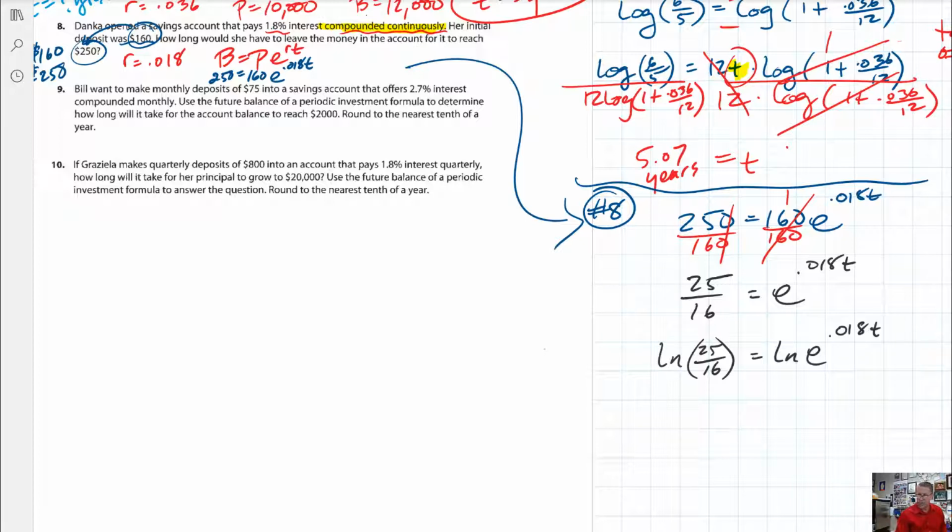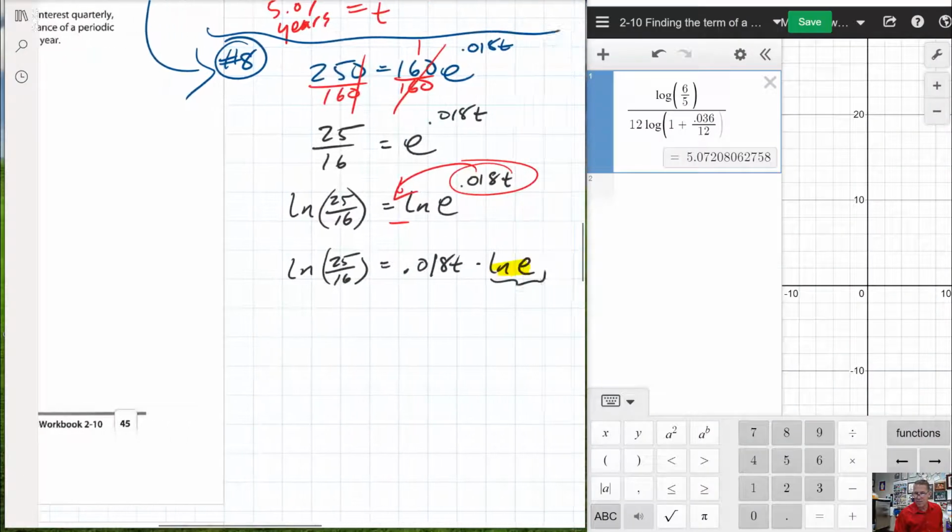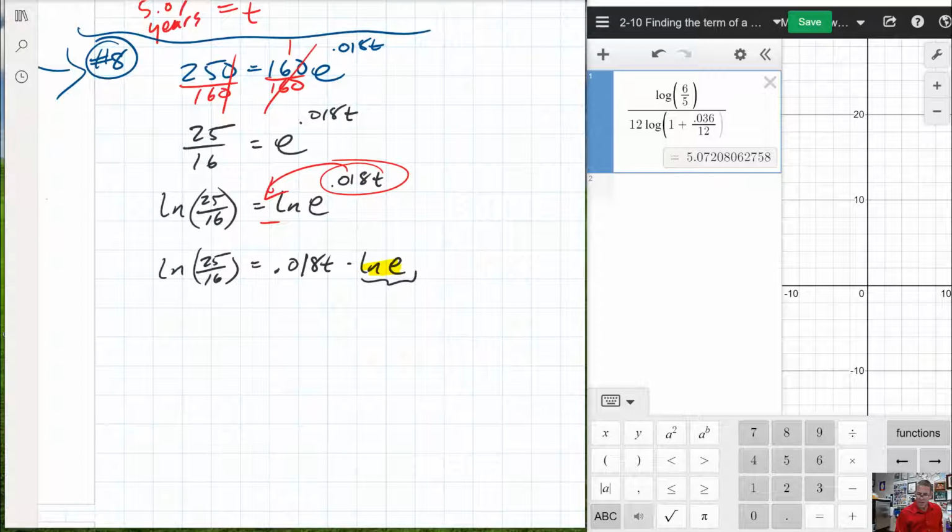Once you're in log form, you shift the exponent. It can only be done in log form. Okay, so here we go. So we've got the natural log of 25/16 is equal to 0.018 t times the natural log of e. Now you have to understand that the natural log of e here is just 1. e to the first power, you've got to be thinking.